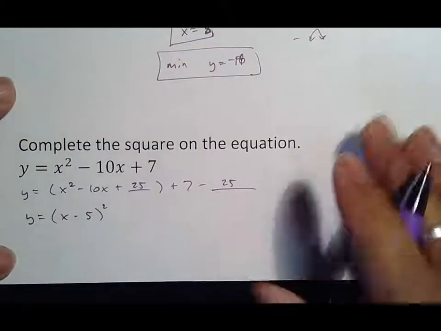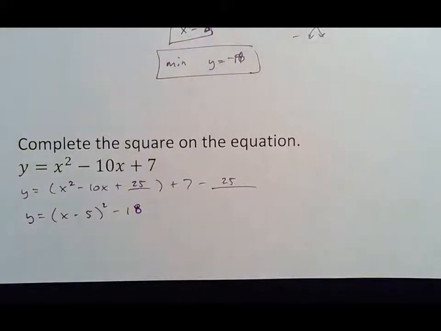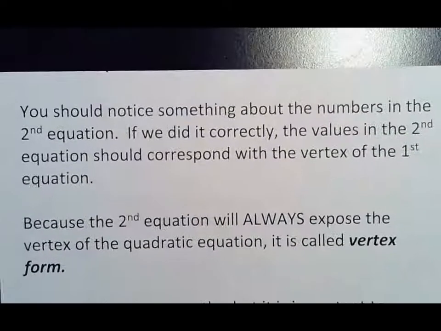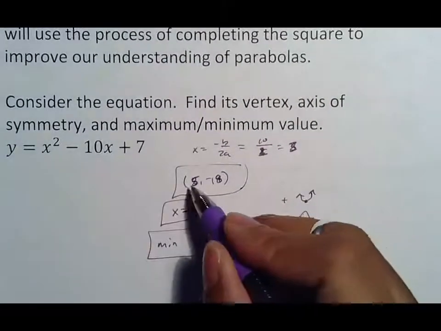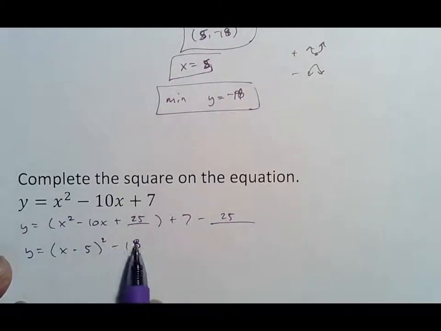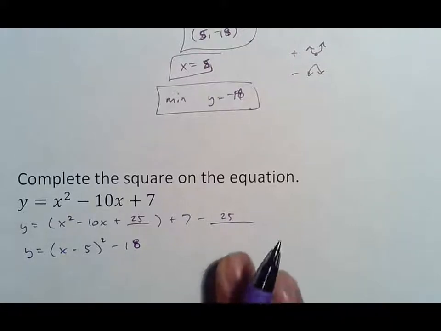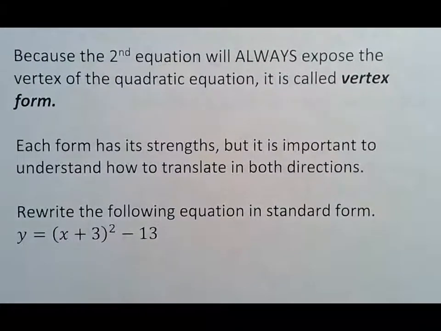Anyway, now that we come down here, again, this is good that I did that because 7 minus 25 is negative 18. And if you want to know why I knew that I was wrong, because if you look at the 2 numbers in the second equation, the values in the second equation should correspond with the vertex of the first equation. Notice that my vertex is 5, negative 18. Notice here, remember that we usually switch the inside number, so positive 5, negative 18 because that's on the outside, and that is why we call this the vertex form, because whenever you complete the square on a quadratic equation, if possible, it's not always nice to do, but it is called vertex form because it exposes the vertex of your parabola. Each form has its strengths, but it's important to understand how to translate both directions.